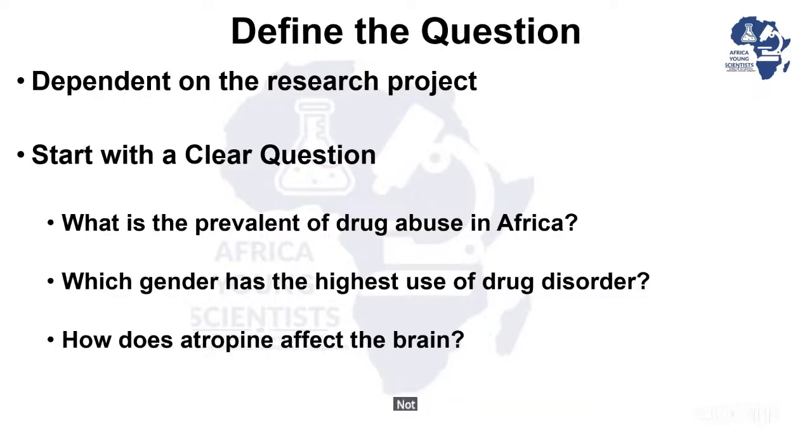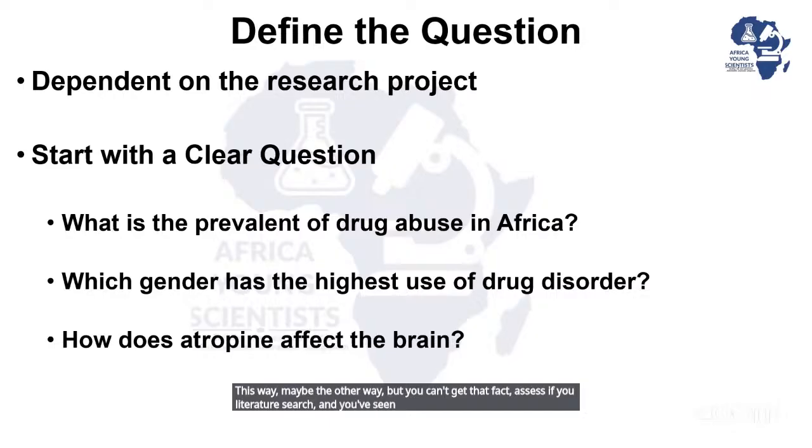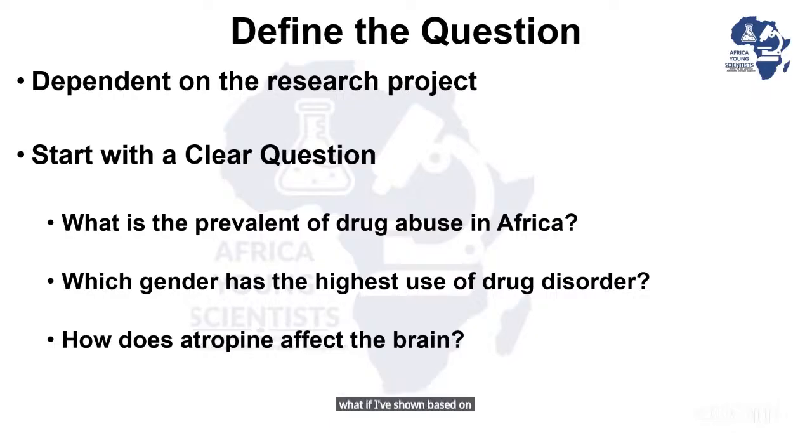Not that more males are using drugs, but because they tolerate it, they are not dying as much as a result of that drug use. When I read that, I was actually surprised. But like I said, it's a literature review that comes from empirical evidence. So you see that sometimes what you think might be this way may be the other way, but you can't get that fact except you've done your literature search and you've seen what people have shown based on empirical evidence.